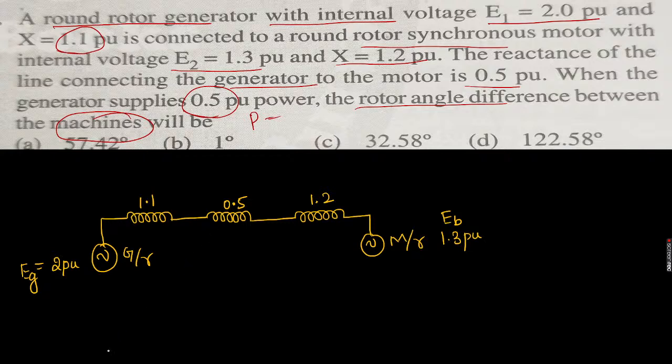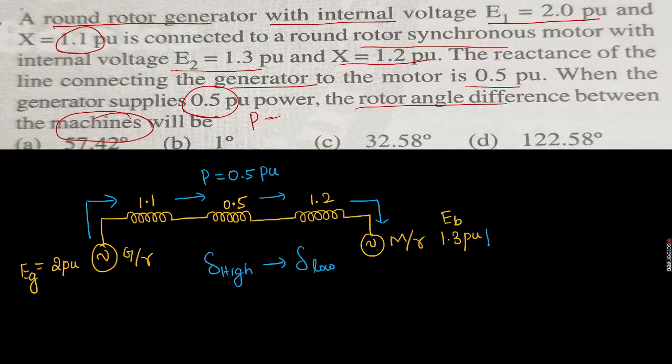Finally, what they told is the power flow from here to here. That power value P, they clearly told 0.5 per unit. Everything they told. We all know real power will flow from high value of delta to low value of delta. This one may have certain value of delta, that is delta 2. This one may have certain value of delta 1.